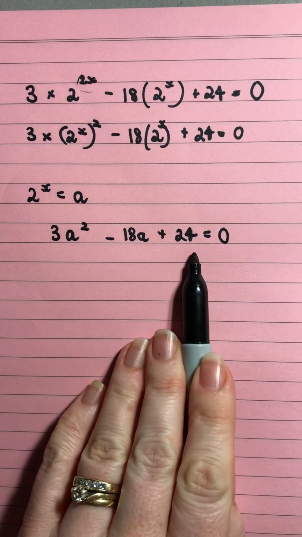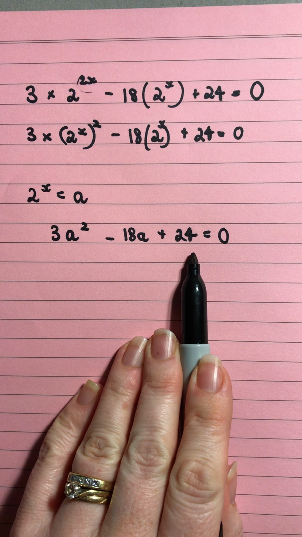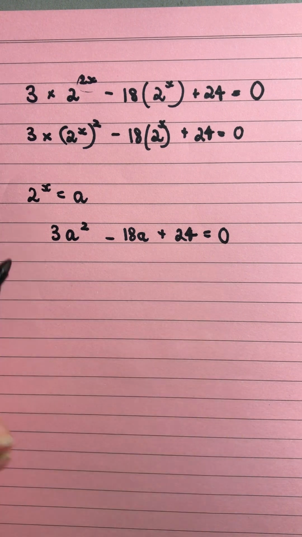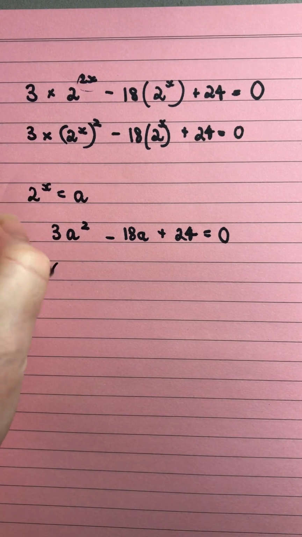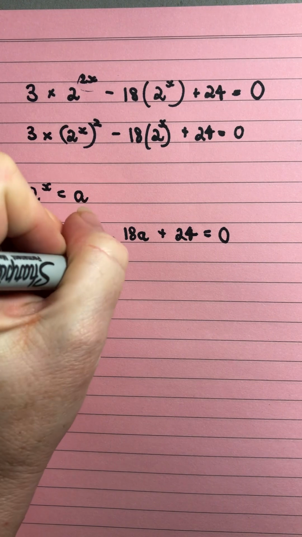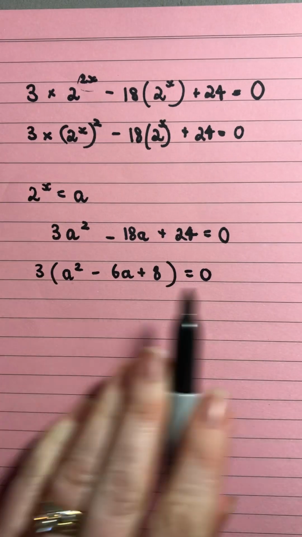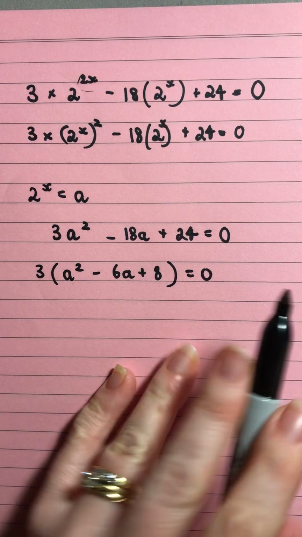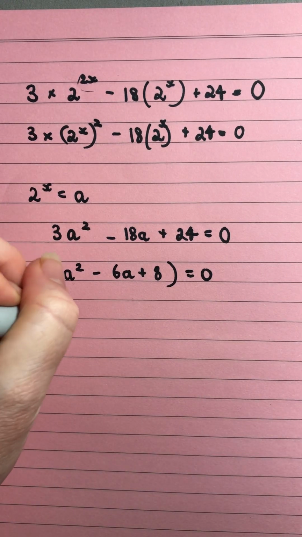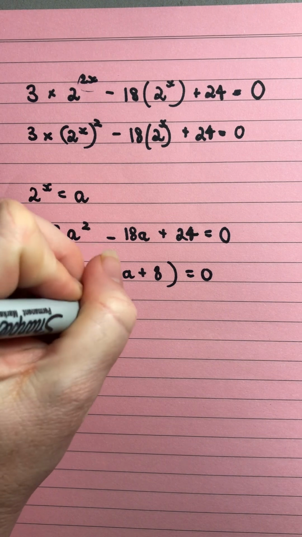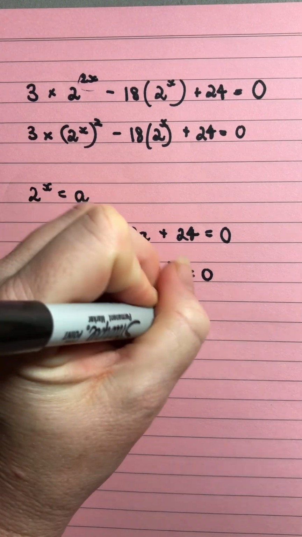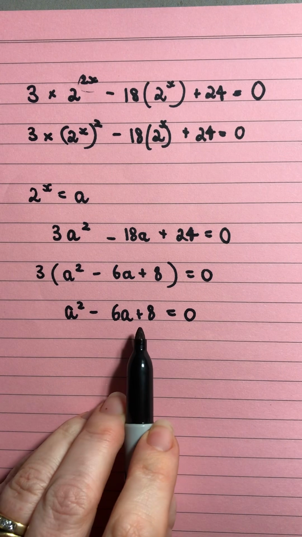So now I'm going to look at factorizing that quadratic. So I want to take out a common factor of 3. And because I've got my 0 on the other side, I can just divide through by 3 straight away and leave me with the a squared minus 6a plus 8. And now I want to factorize this part of it.